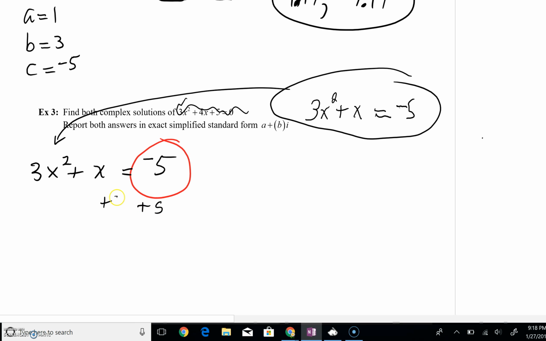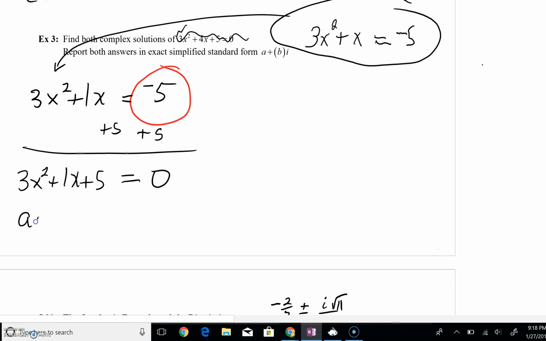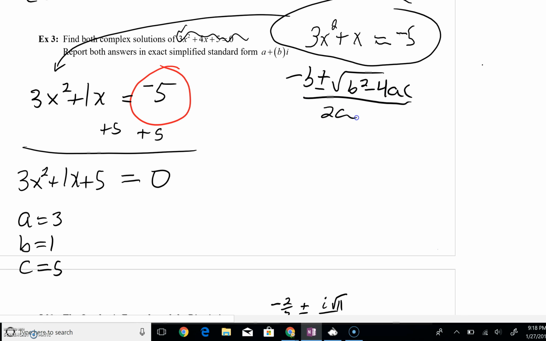I'm going to add a 5 to both sides so that I do have a 0. So I'll have 3x squared plus, really here's a 1x, and then I'll have a plus 5. What does that mean? It means that my a is 3, my b is 1, my c is 5. And now I'm just going to work out the quadratic formula. I'm not using a calculator to store things now. They didn't say go to the nearest hundredth.